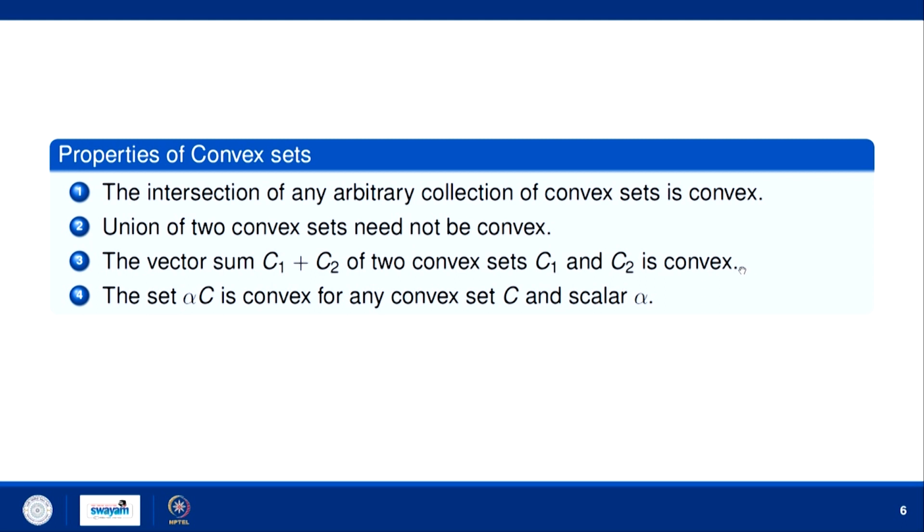So, how to show this? You have to take two arbitrary points in C1 plus C2 and try to show that the convex linear combination of those two points is also in the same set. Now, the set alpha C, alpha times C, is a convex set for any convex set C and scalar alpha. So, this is also easy to show. Let us see how we can prove this. So, how is alpha times C defined? It is all alpha times c such that c belongs to C. Here alpha is a fixed scalar.